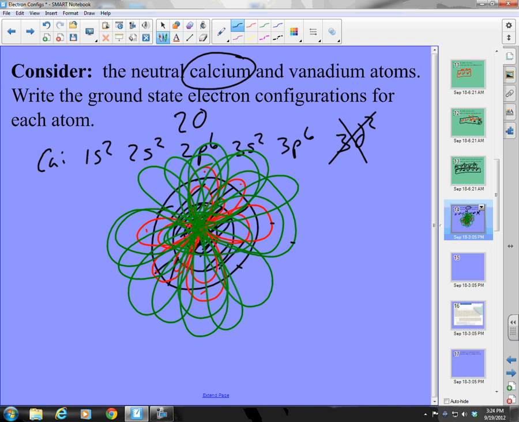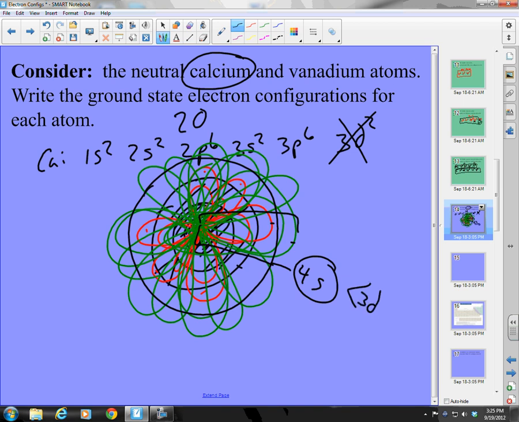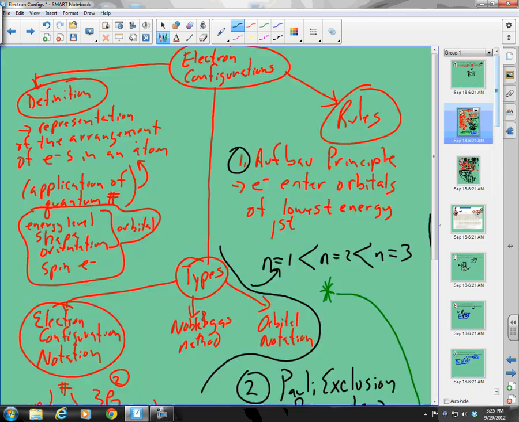But let me show you where my 4s's come. My 4s's come around like this. And what do you know about my 4s? My 4s is closer to the nucleus than my 3d's. What does that mean? That means my 4s's have less energy than my 3d's. And according to Aufbau, we want to enter the orbital of lowest energy first. Ach du Liebe.